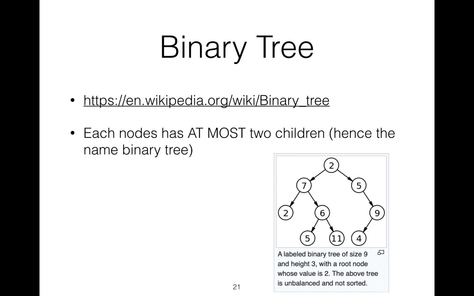Here's another one, the binary tree. Again, I'll give you a Wikipedia link. In a binary tree, each node has at most 2 children. In fact, that's where the word binary comes from. So you can see a picture here again from Wikipedia. We see the binary tree. In this case, it has a size of 9, has a height of 3, has a root node whose value is 2, and the above tree is unbalanced and not sorted.